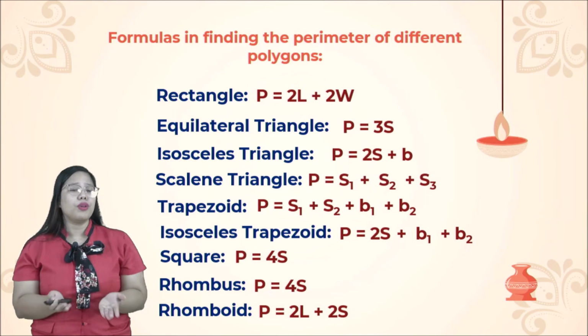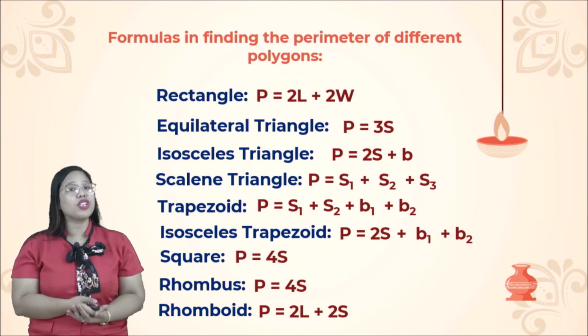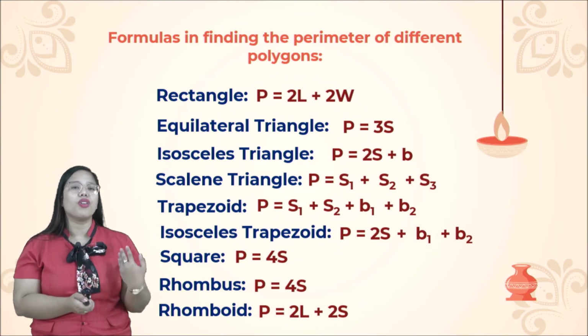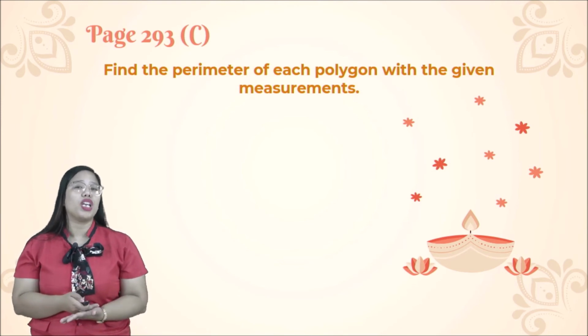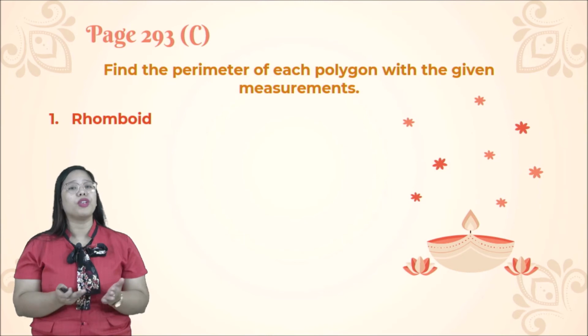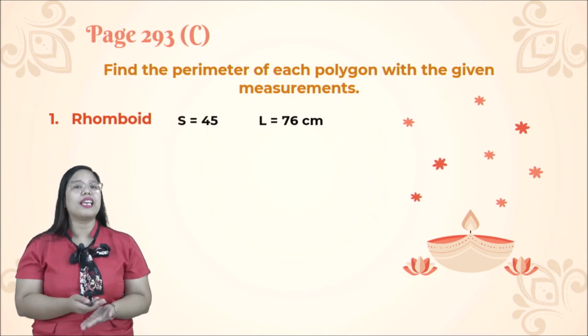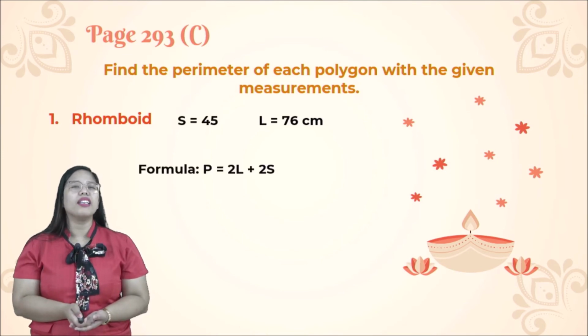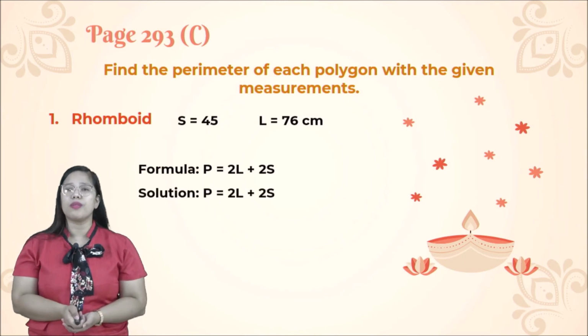So, if you have no question regarding this lesson, kids, let's proceed in answering some of your activities in your book. So let's have now page 293, letter C. Let's find out the perimeter of each polygon with the given measurements. For the first one, we have a rhomboid, and the given measurements are 45 centimeters for the side and 76 centimeters for the length. So we will just substitute it.